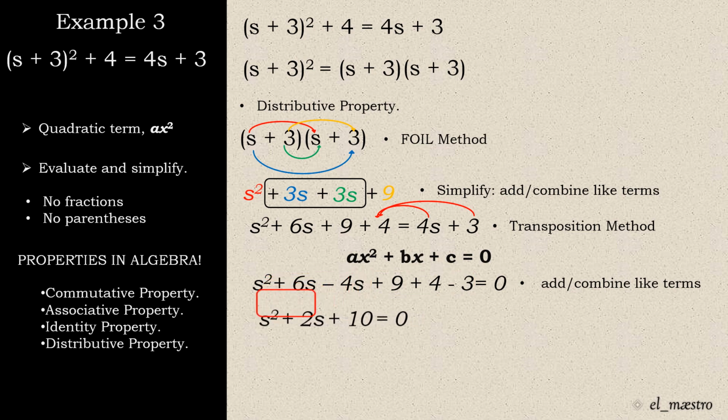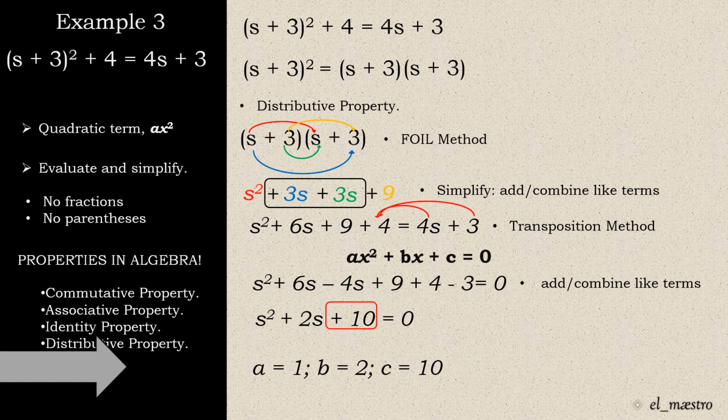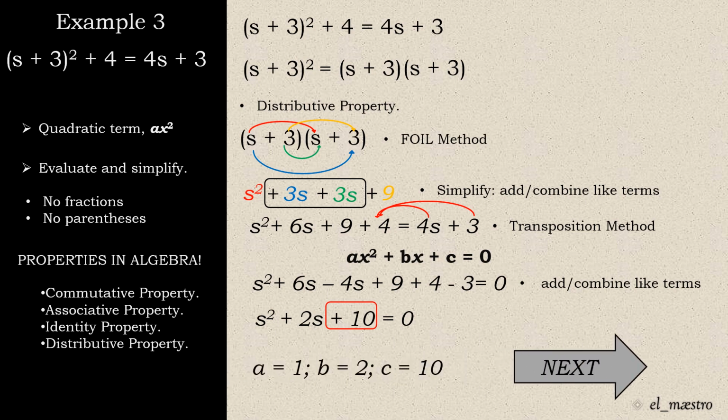We have the quadratic term, the linear term, and the constant term. The value of your A is equal to 1. Again, when there is no number beside it, it is 1. Then B is equal to 2, C is equal to 10. Okay? Next.